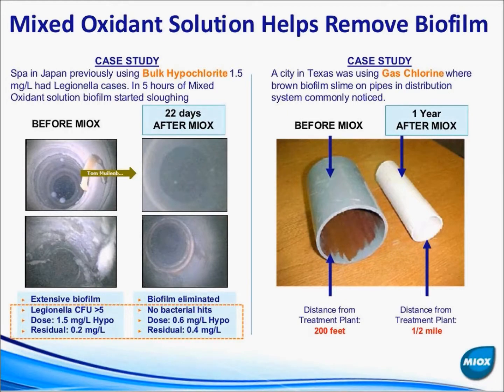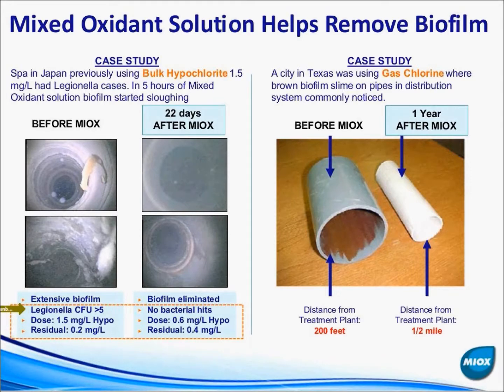And they saw that this material was beginning to slough off almost immediately after starting to dose the mixed oxidant solution. Some other interesting observed effects are, one, prior to the conversion, they were seeing greater than 5 colony-forming units of Legionella. Afterwards, no hits. And they were having to dose 1.5 parts per million to maintain a residual of 0.2 parts per million.